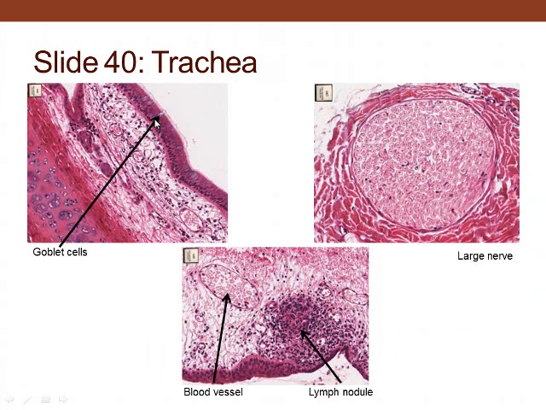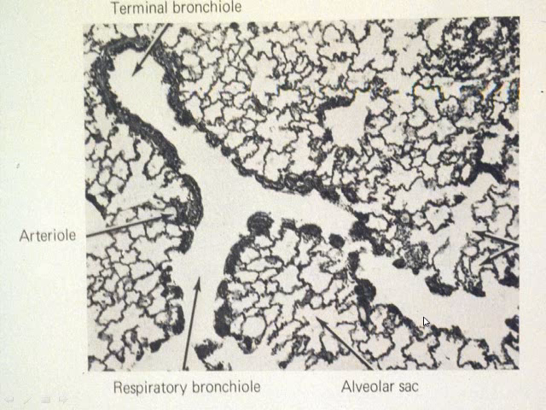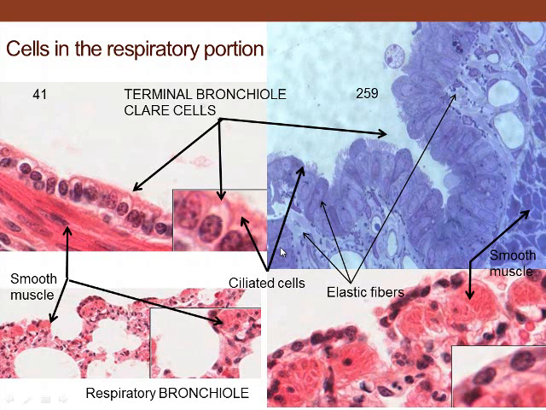Again, we can see goblet cells in this respiratory epithelium, and you can see big nerves. It's a perineurium. These are myelinated axons in through there, blood vessels, and even occasional lymphatic tissue. Here's a terminal bronchiole, open to a respiratory bronchiole, which has an outpocketing of alveolar sacs, and then we have the alveolar duct, and then the alveolar sac, and then the alveolus is the smallest thing.